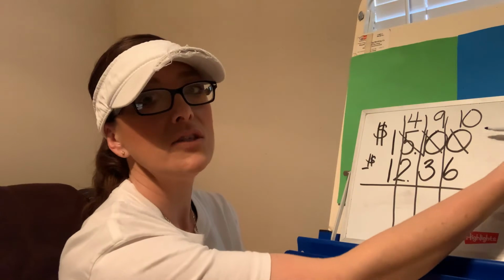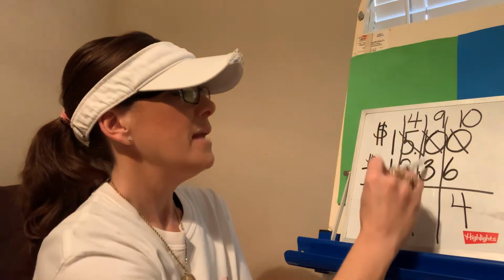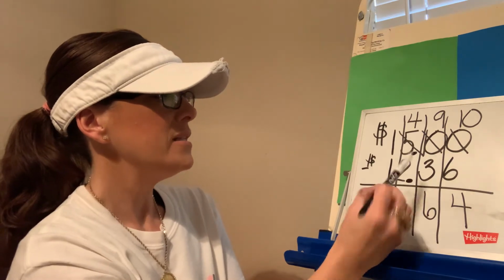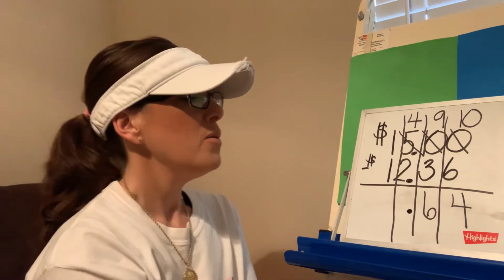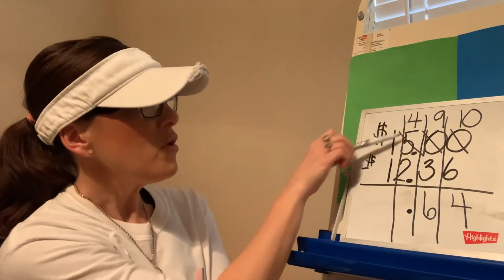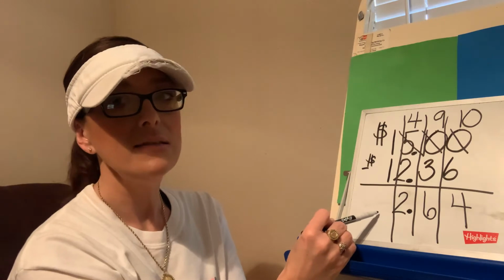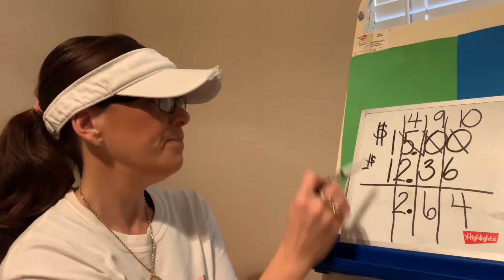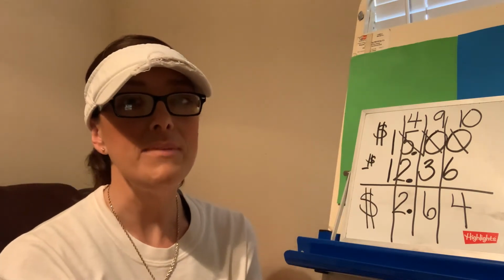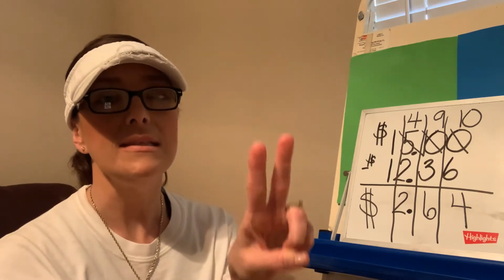Let's begin. Always start in your ones position. 10 minus 6 equals 4. 9 minus 3 equals 6. Because I'm working with money, do you see that dot? That's called your decimal point. Bring your decimal point down. It separates your cents from your dollars. And 4 minus 2 equals 2. 1 minus 1 is 0, so leave this column blank because it's the last column. Bring down your dollar sign. So the answer to this problem would be $2.64.